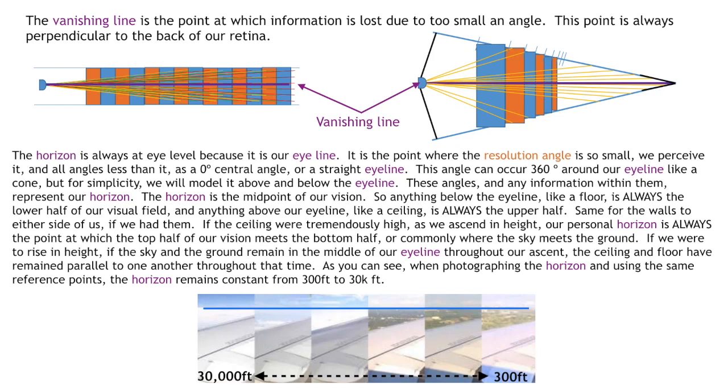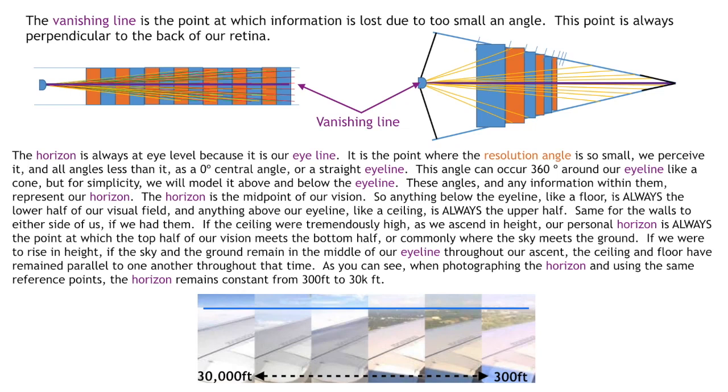The horizon is the midpoint of our vision. So anything below the eye line, like a floor, is always the lower half of our visual field. And anything above our eye line, like a ceiling, is always the upper half. Same for the walls to either side of us. They're always the left or right fields, if we had them. So if the ceiling were tremendously high, as we ascend in height, our personal horizon is always the point at which the top half of our vision meets the bottom half, or commonly where the sky meets the ground.